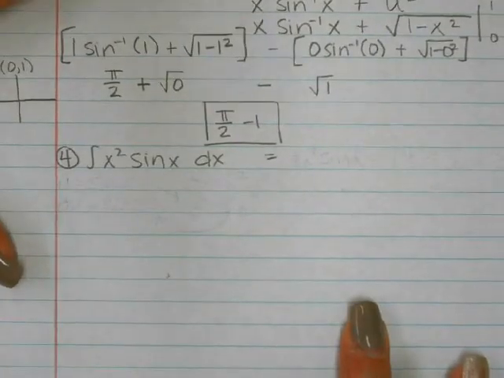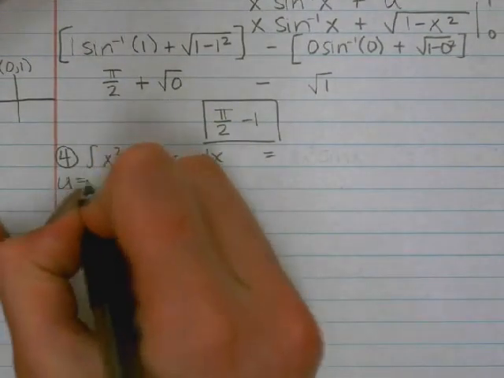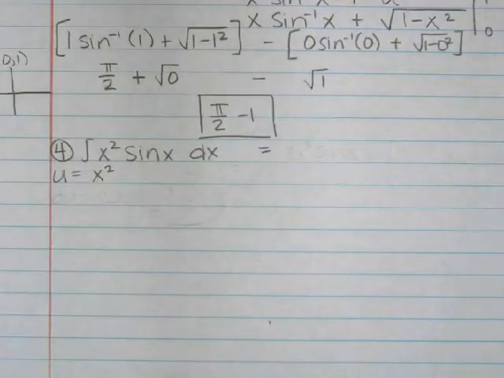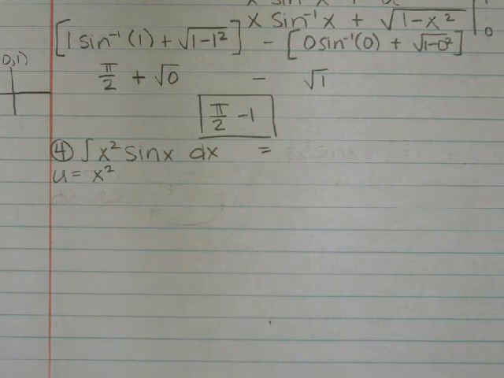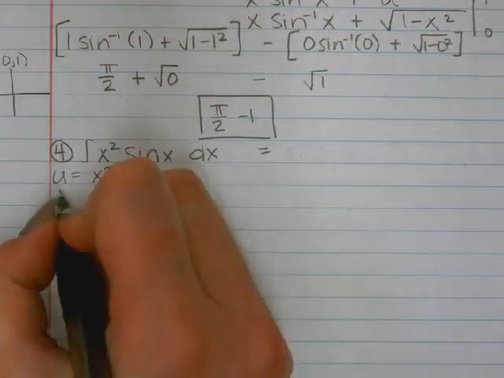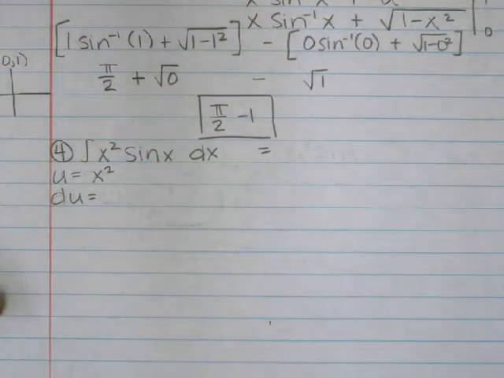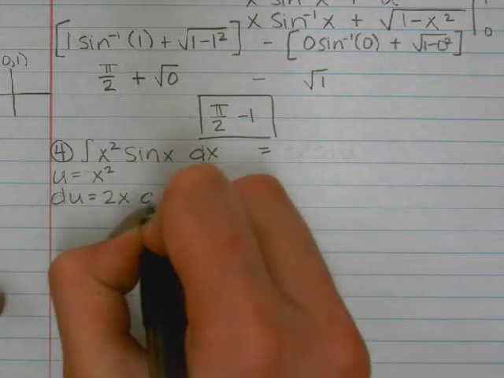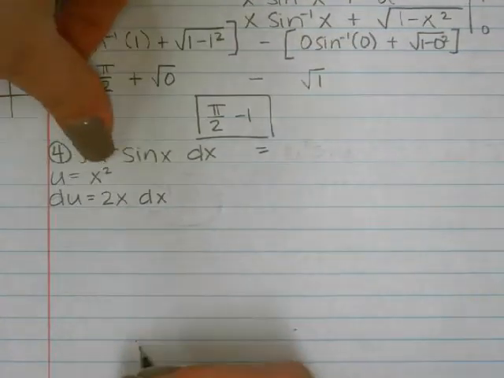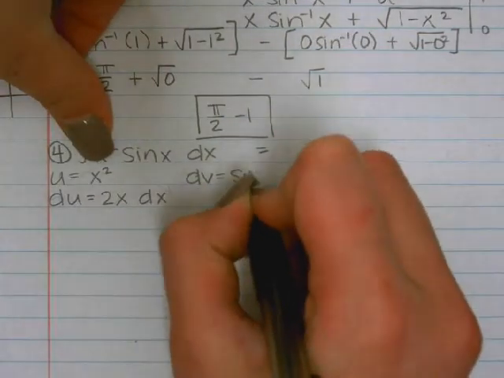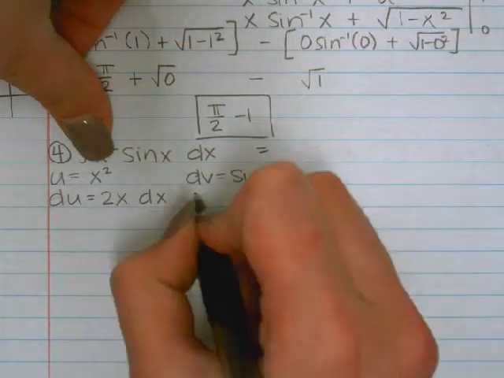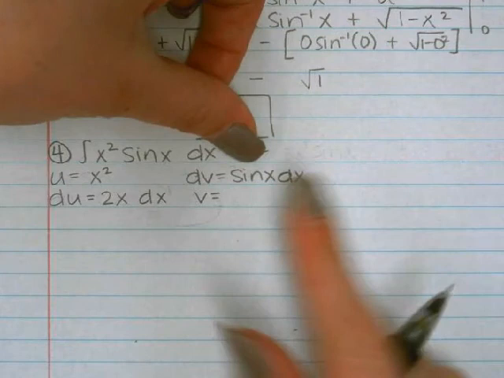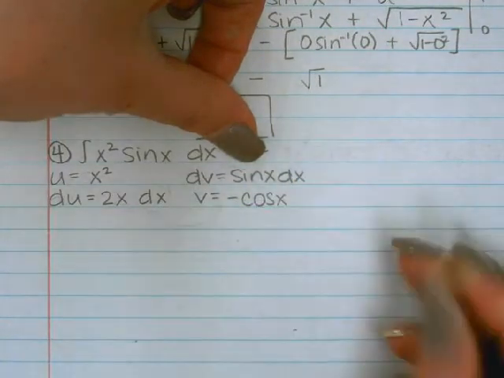Okay. Instead of using u for sine, we're going to use u for x squared. Tomorrow I'm going to talk about a different method for doing these problems, and you will see when we do that how you would have recognized that you should use the x squared on this and not the sine. The derivative of x squared is 2x. So if we take that, that means that the rest of the problem is the dv. And the integral of sine is negative cos.